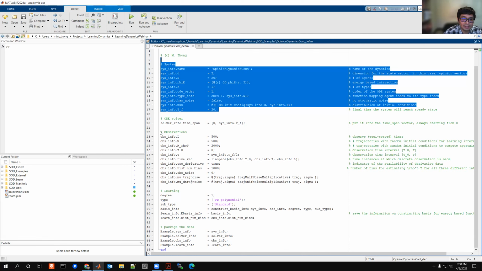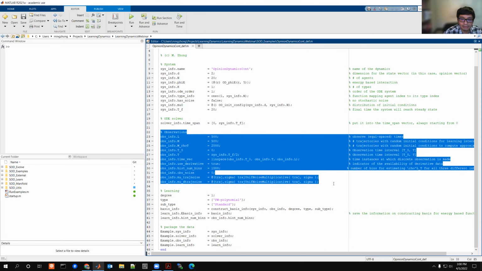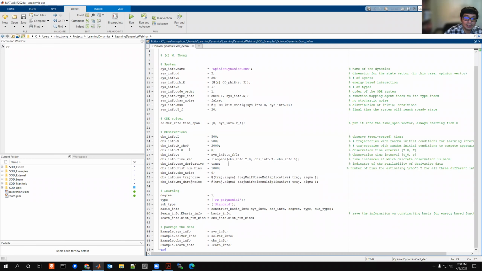And then after that are the observations, how we actually come up with observations. We basically just simulate the data. Capital L is how many times we observe in time. Capital M is how many times we observe for different initial conditions. And rho T is the initial conditions, the number of initial conditions we use to generate the true distribution for the pairwise data.